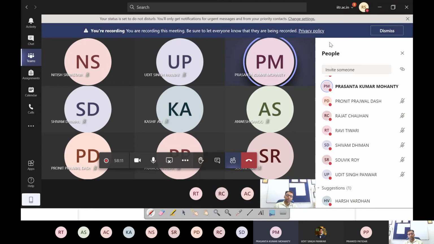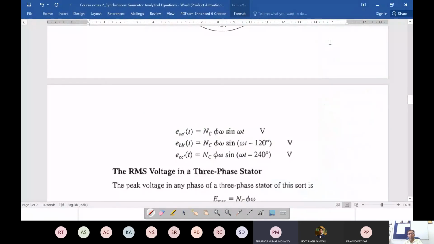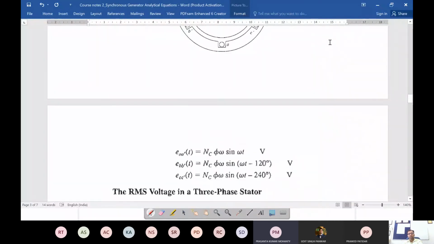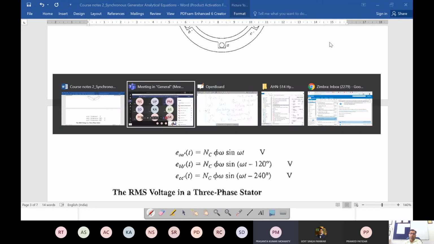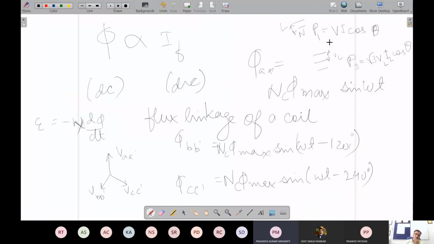In the slides it is written, induced EMF EA, EBB dash, ECC dash, that is for N C phi omega sin omega t. But on the board, if we consider phi A dash is N C phi max sin omega t, the induced EMF will be minus N d phi by dt. If you do d phi by dt, it will be cos omega t. Okay, that way you are saying. Technically speaking, that way it is okay.